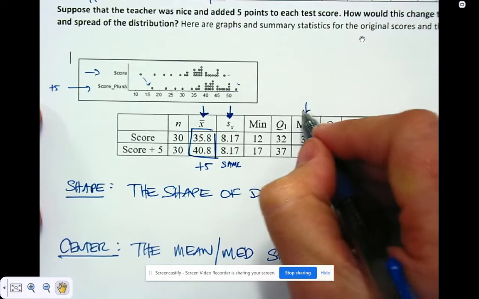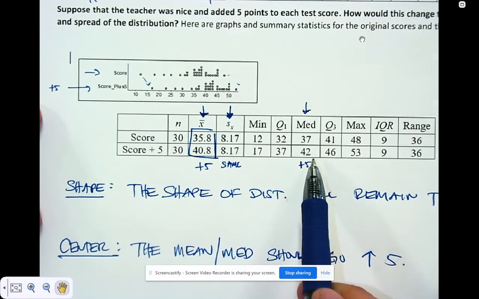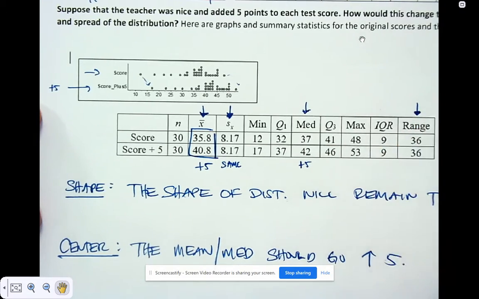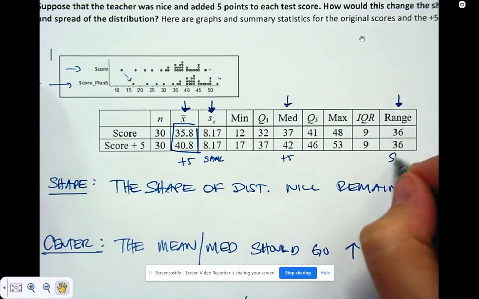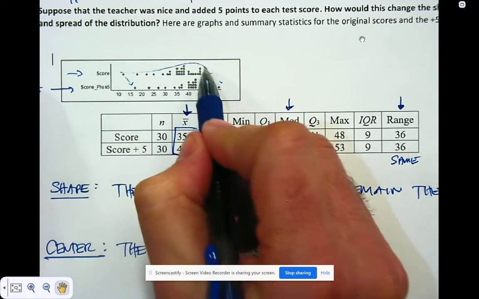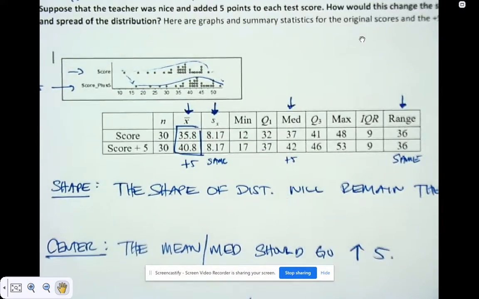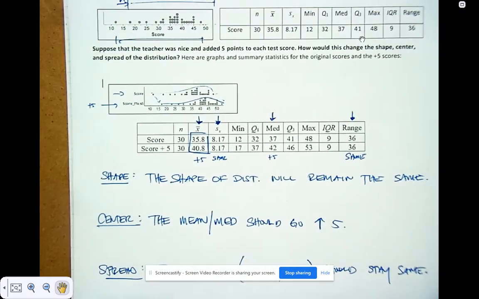Just like we said, it should go up 5. It was at 37, it went up 5 because the center will change. And then look at our spread here, range, same, okay? And then visually, right, if you drew a smooth curve over this, your curve looks exactly the same, so the shape stays the same. Okay? So very simple.